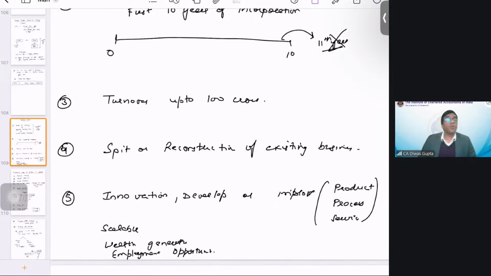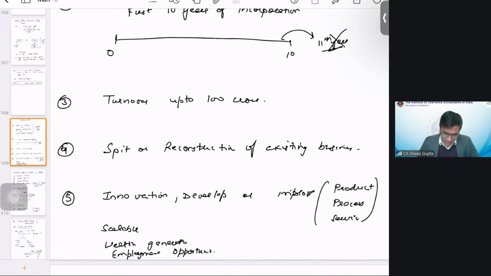Third, turnover should be up to 100 crore. If you achieve more than 100 crore, that means you have crossed the basically smaller company definition, and now you are an established company. Okay, so the turnover should be up to 100 crore. Then it should not be formed through a split or reconstruction of an existing business. Let's say you have a 500 crore turnover company. What you do is split it into five companies of 100 crore each. That is not allowed.